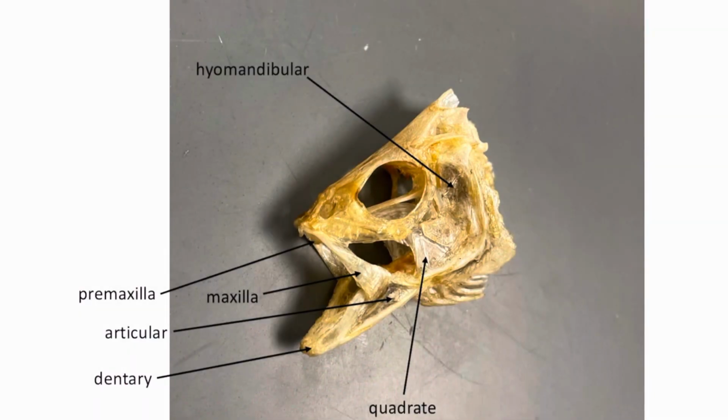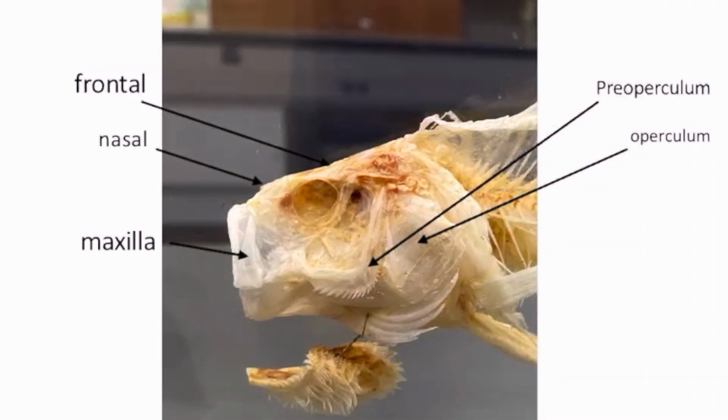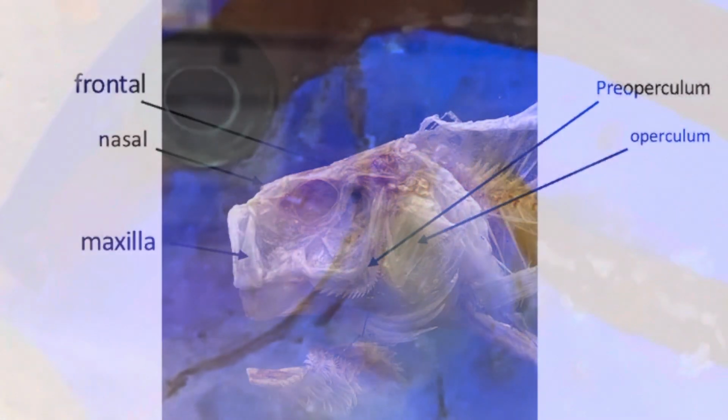Observing the skull, we can see the tooth-bearing premaxilla and dentary. The maxilla has muscles attached to it so that it can act as a lever to protrude the upper jaw when the mouth is open. These fish also have a bony operculum, which is also found in chimeras in the Chondrichthyes clade.